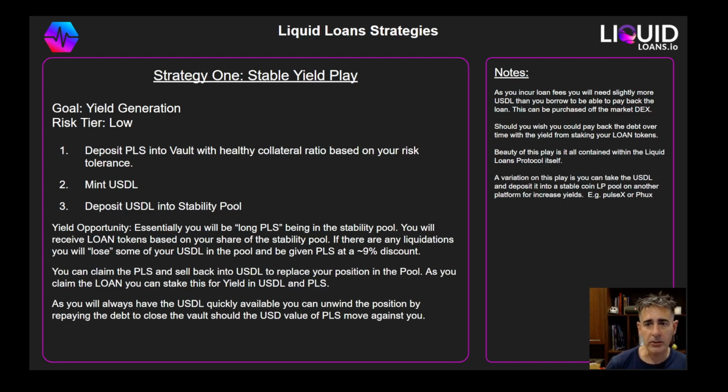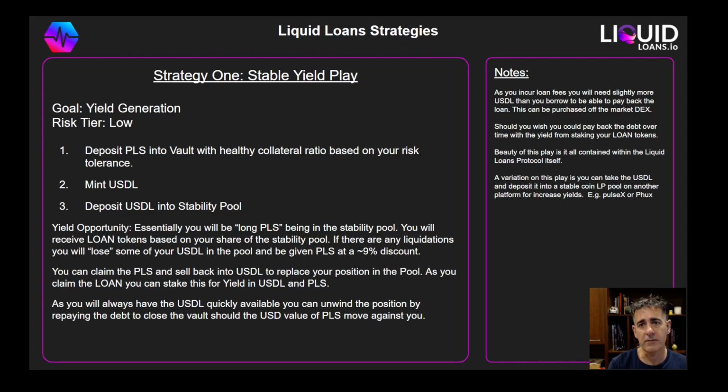All right, so let's have a quick look at some of the notes regarding this particular strategy. As you incur loan fees, so when you deposit your Pulse into a vault and you extract some USDL in the form of a loan, the debt, you pay a fee. That fee is a variable fee, but starts at about 0.5% and can go up to, I think, about 5%, but that would be very rare. So if you were to borrow $2,000 in terms of a debt, there would be an additional amount for the fee.